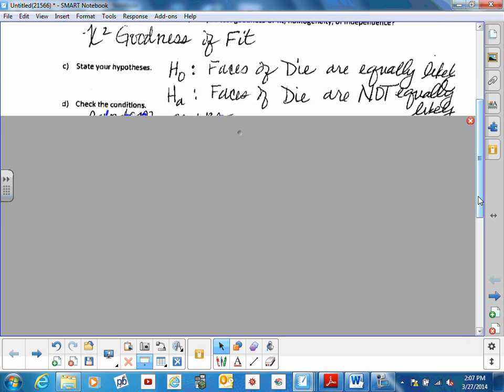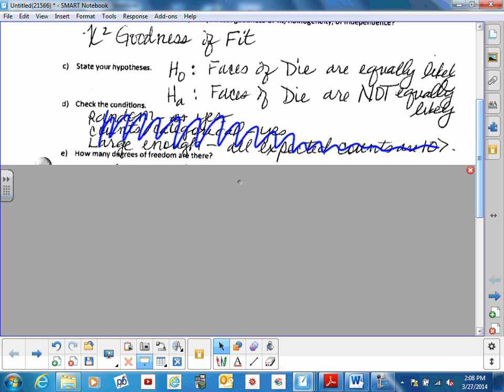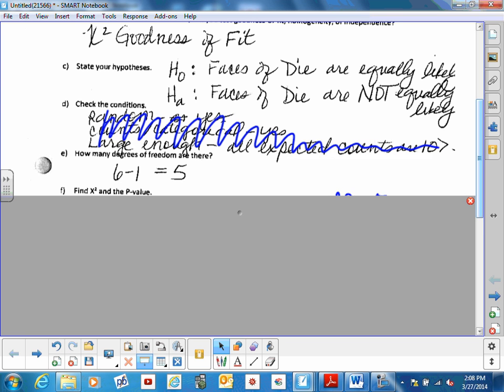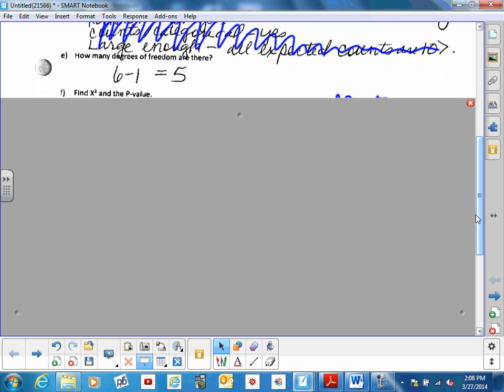Okay, so we checked our conditions, and then our degrees of freedom are not 60 minus 1, but 6 categories minus 1. So our degrees of freedom are 5. Remember, the degrees of freedom tell you which curve to look on. There's a whole bunch of chi-squared curves, just like there's a whole bunch of t-curves. Okay? All right, so then you go compute your chi-squared and your p-value.